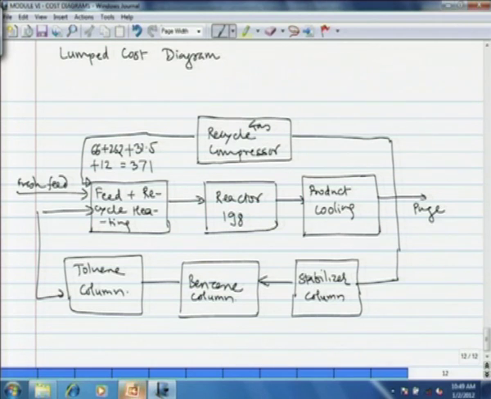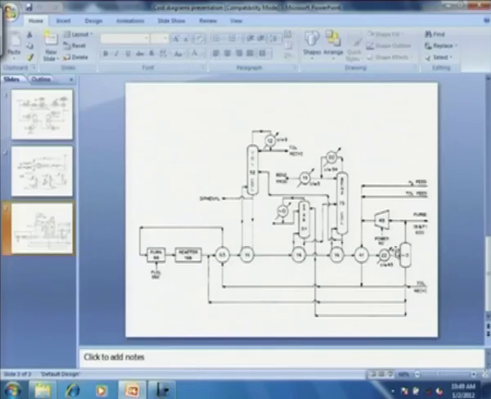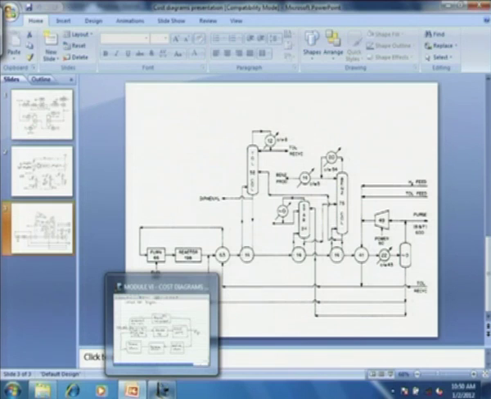Product is being cooled in 5 exchangers and 1 special condenser. So these 5 exchangers plus the condenser, we have already distributed the cost of the 5 exchangers that you have seen earlier. We just sum them together.